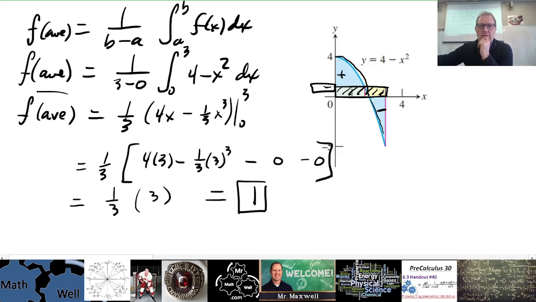Now that's the function average, which means that at y equals 1, for this span 0 to 3, 1 is the height of the rectangle that would be the exact same area as the total area represented in this integral.